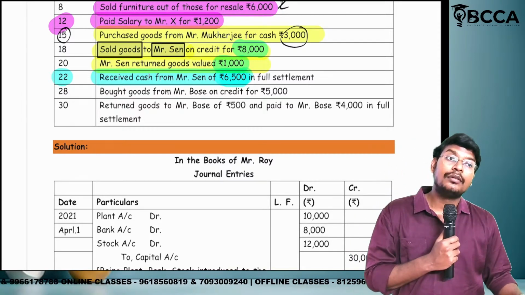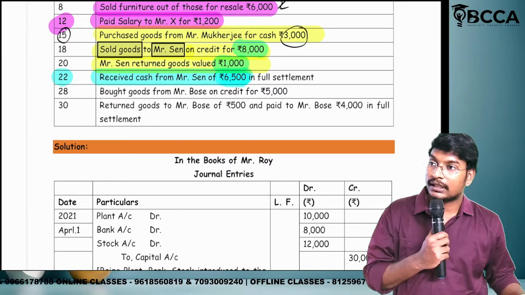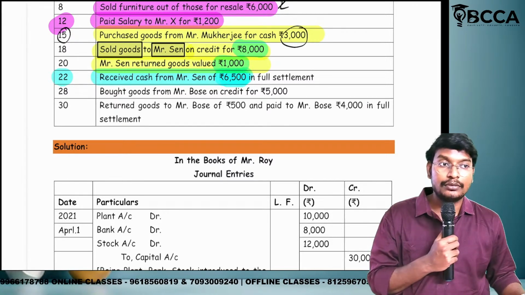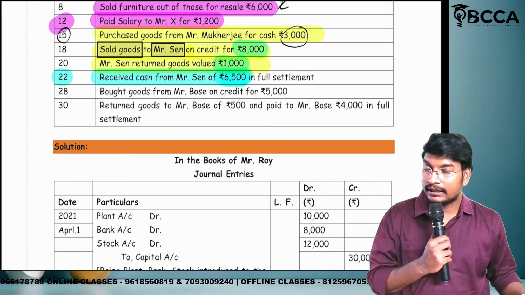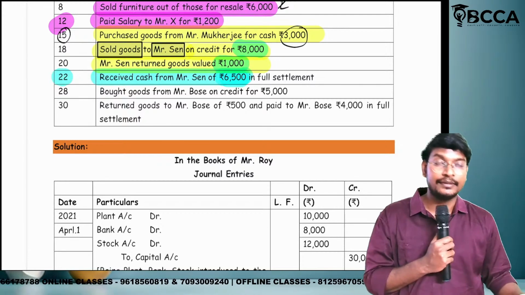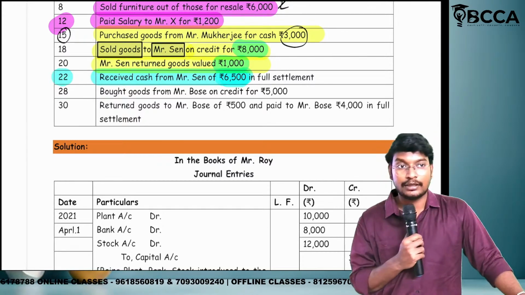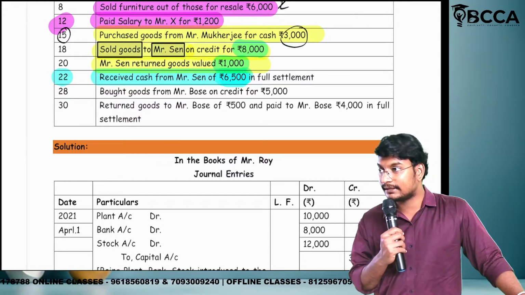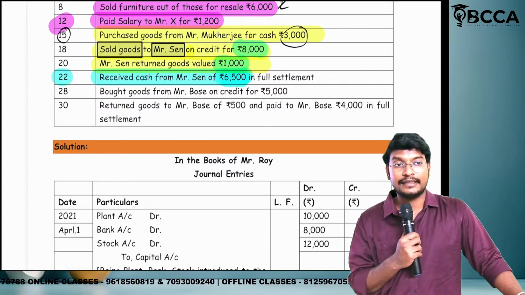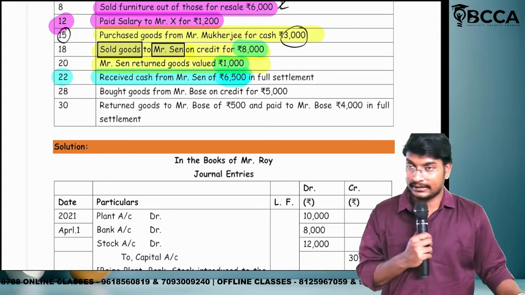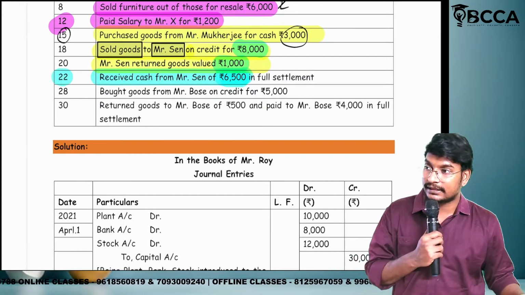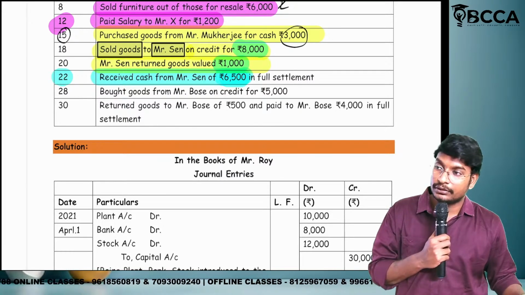Next, at the time of discount allowed, what are the two outcomes? Discount allowed and debtor. Who is the debtor here? Sen. So discount allowed is a loss, debit balance increases, debit. Next, Mr. Sen, debtor, asset, debit balance decreases, credit. So discount allowed account debit to Sen account.